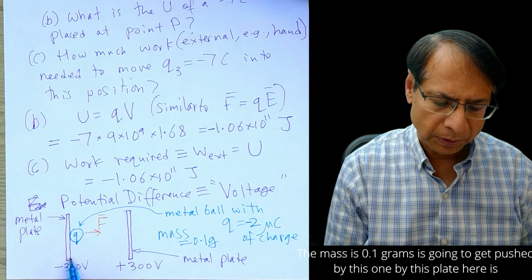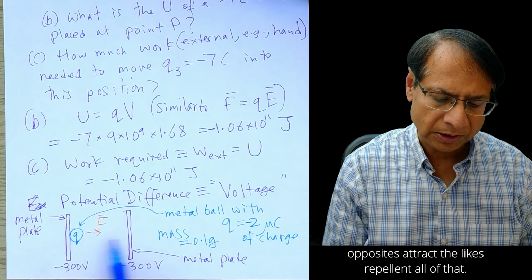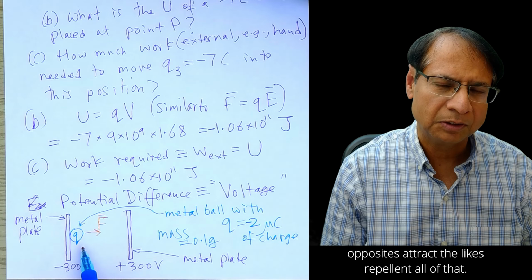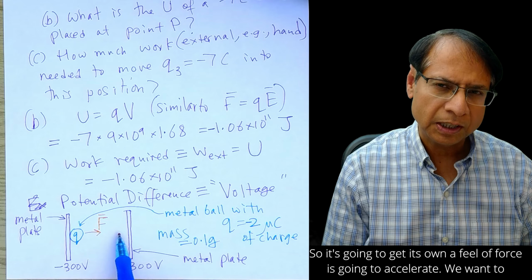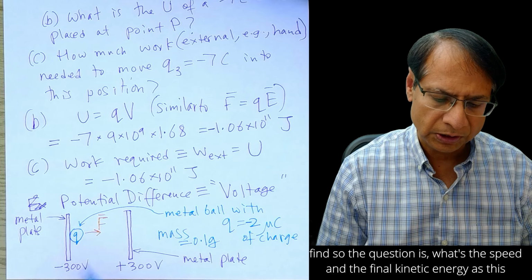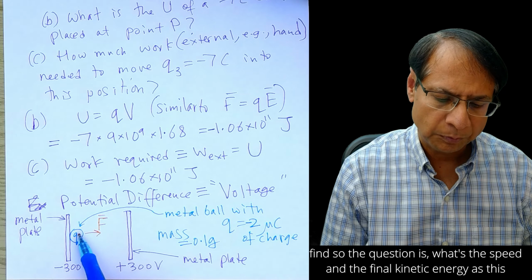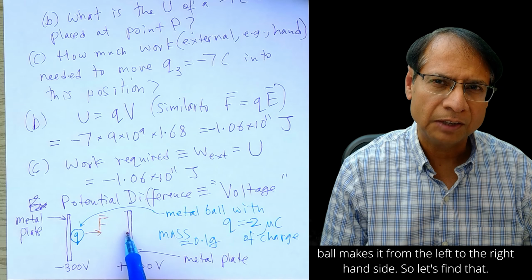It's going to get pushed by this plate here. It's going to get pulled by this plate here. Opposites attract, likes repel, and all of that. So it's going to feel a force. It's going to accelerate. So the question is, what's the speed and the final kinetic energy as this ball makes it from the left to the right-hand side?